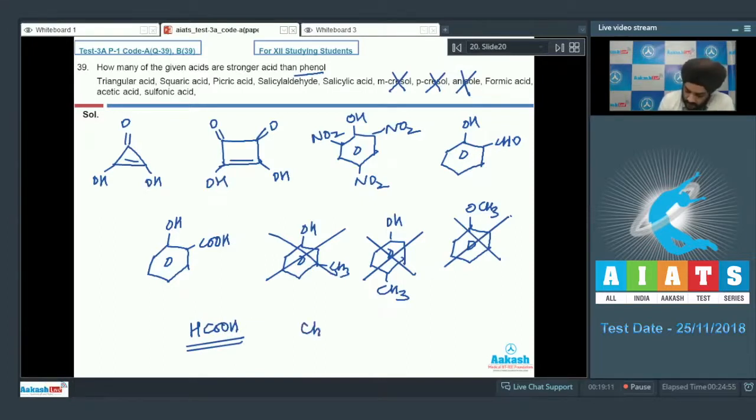Acetic acid is also a stronger acid than phenol. The carboxylic acids are stronger acids than phenol, and the sulfonic acids, SO3H, are even stronger than the carboxylic acids. So students, out of these given molecules, we have 3 molecules which are not stronger acids than phenol, while the other 8 species present are stronger acids than phenol. So students, we have to mark 08 as the correct answer to our question.